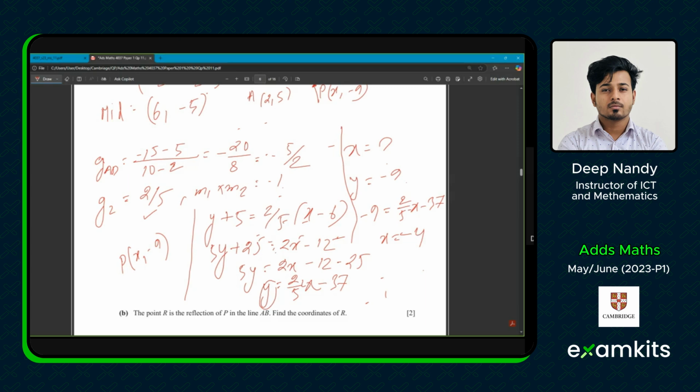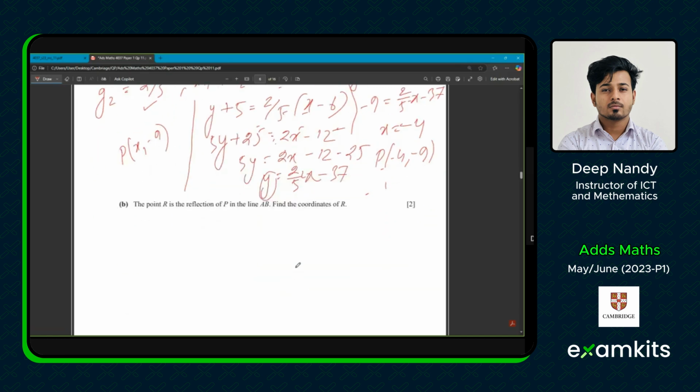x equals negative 4. So this is our answer. The coordinates of P are (minus 4, minus 9). The answer is (minus 4, minus 9).